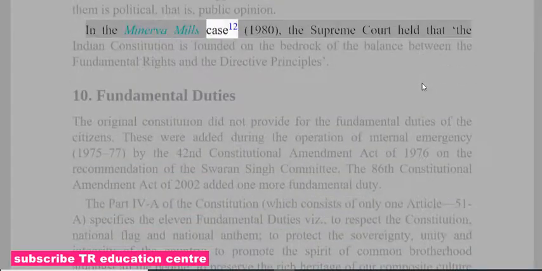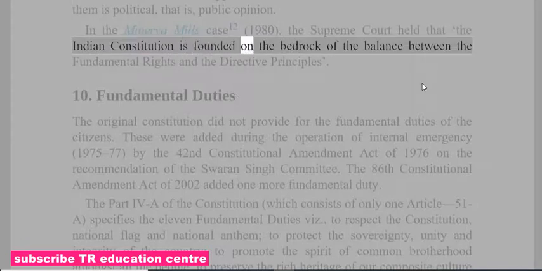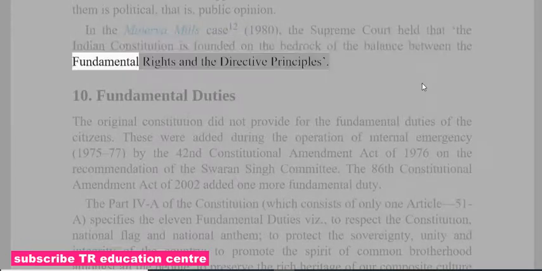In the Minerva Mills Case, 1980, the Supreme Court held that the Indian Constitution is founded on the bedrock of the balance between the fundamental rights and the directive principles.